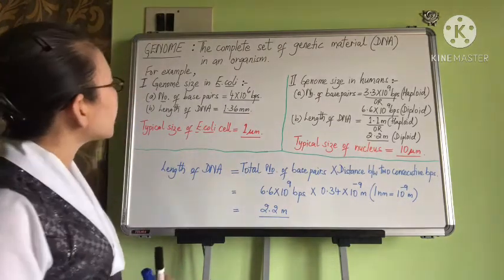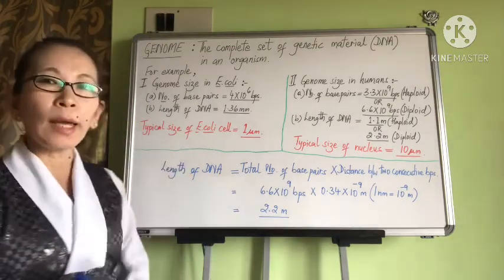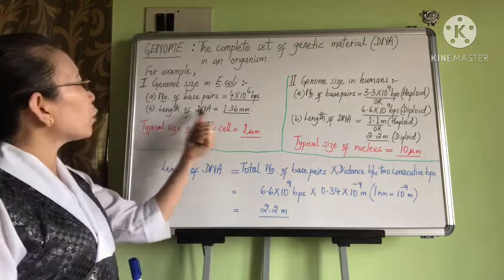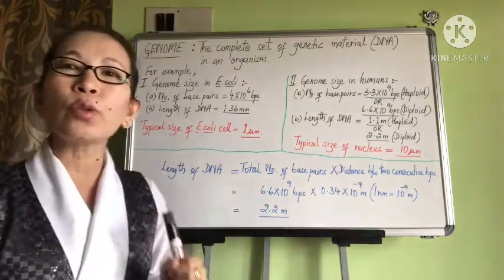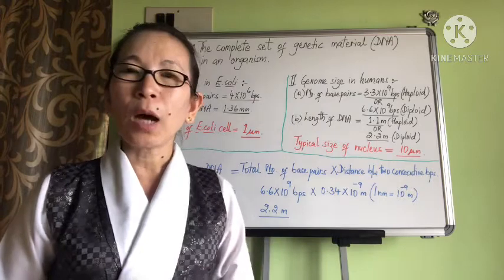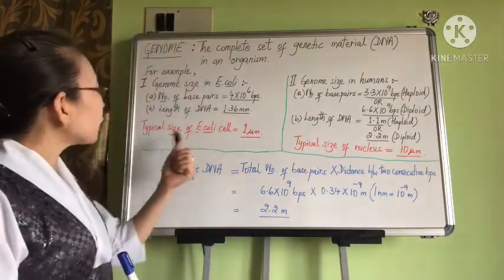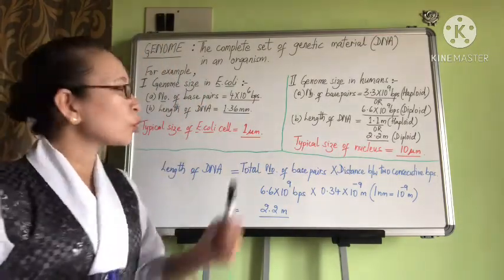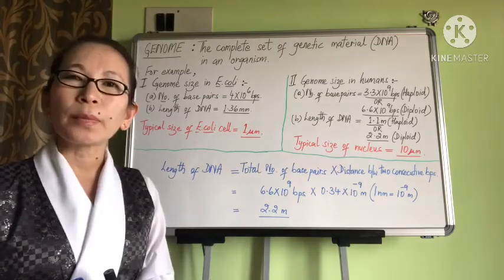And if we express genome size in E. coli in terms of length, then the genome size in E. coli would be equal to 1.36 millimeter. However, the typical size of an E. coli cell is only 1 micrometer.